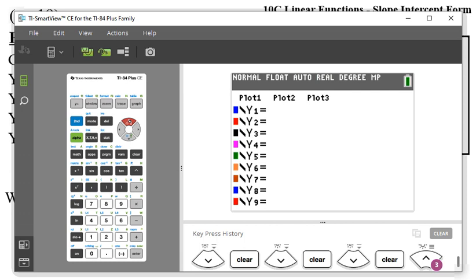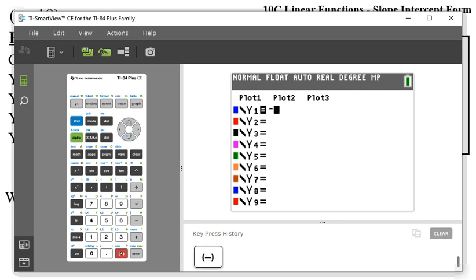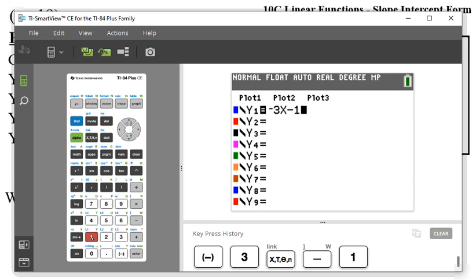But remember, don't put in subtract 3x. Make sure it's a negative 3x minus, now it's subtract 1. Notice if you take a look, the negative is a little smaller and raised a bit compared to a subtraction. Keep that straight. Scroll down.